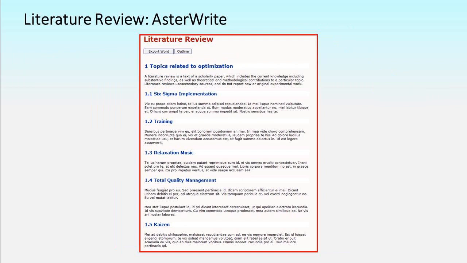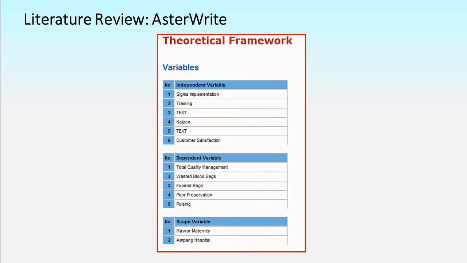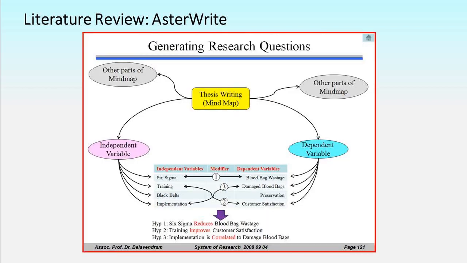Earlier, we saw how AsterWrite allows you to set the properties of the node. In the research gap analysis, AsterWrite identifies the nodes according to the type, topic, issue, or scope. AsterWrite also allows you to view the theoretical framework. AsterWrite identifies the nodes according to the type of variable, namely independent, dependent, or scope. If all that is not enough, AsterWrite can create research questions from the independent, dependent, and scope variables identified in the literature review. AsterWrite can also select the statistical tests automatically.